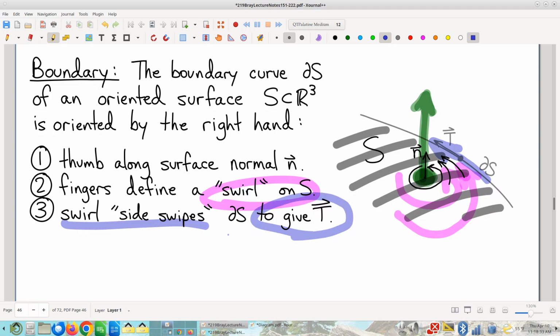Yes? Does this depend on your choice of normal vector? Oh, yeah, absolutely. Very much so. So you can play this game. Let's imagine that I have some surface like this. If the normal vector is up here, you can see the swirls are going one way. If the normal vector is pointed the other direction, you can see the swirls go the other way, and will give you the opposite orientation.